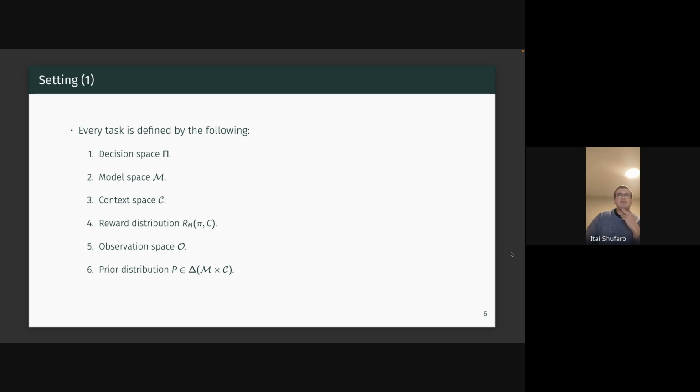And an observation space O. This is done to make our setting more general. We are not limited to only receiving our reward as feedback. We can receive general observations. The observations and the rewards are sampled from some joint distribution function. And because we assume a Bayesian setting, we assume that we have some joint prior between our model space and context space.